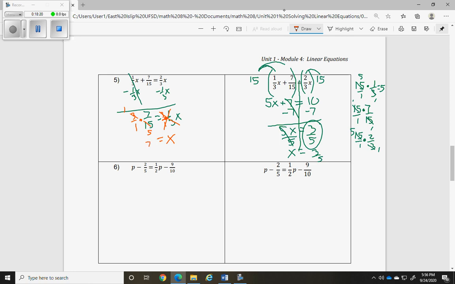I'm left with 7 over 5, which is not the same answer as over there, so I made a mistake. Let me check this out.